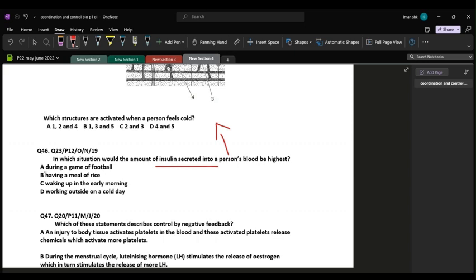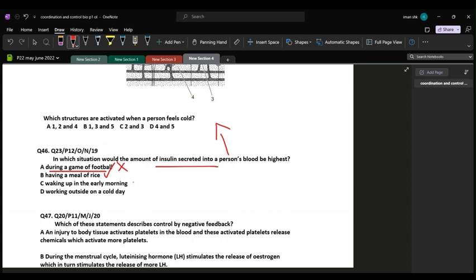So, is there high production of insulin during a game of football? No. Why? Because when you're exercising or playing a game, you're already utilizing the stored glycogen, which is glucose basically stored into glycogen during the time when insulin is being secreted into the bloodstream so that your blood glucose level can reduce. So you're already utilizing the glucose and the blood glucose level would decrease. Having a meal of rice is the right option. We'll come towards it at the end.